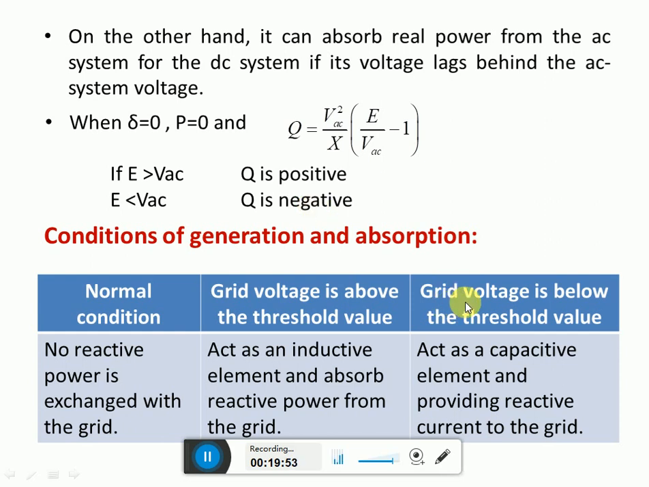Similarly, for grid voltage below the threshold value, Q is positive, so it will provide reactive power to the grid, which will increase the voltage at that point. So with the help of the STATCOM, it is possible to reduce as well as increase the voltage and the power flow through the lines. This way the STATCOM helps regulate the voltage at the point of connection by controlling the reactive power.